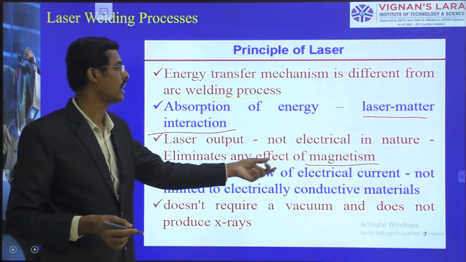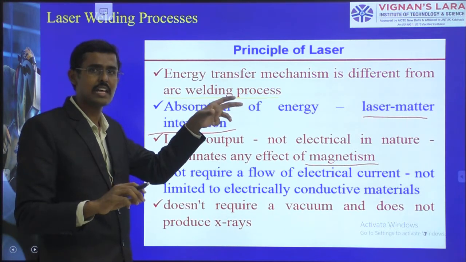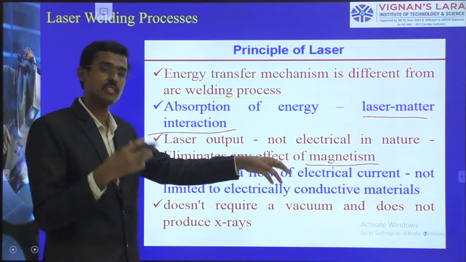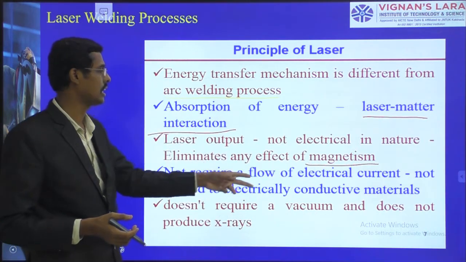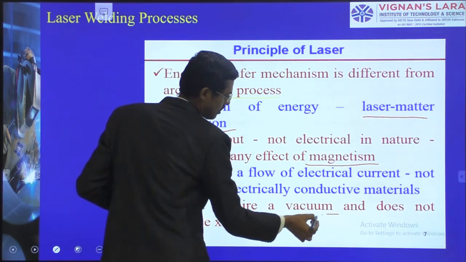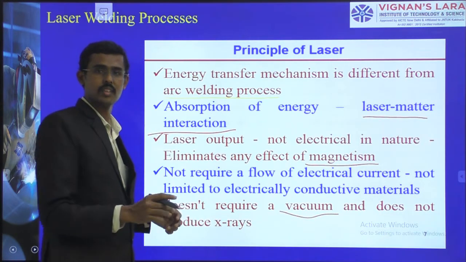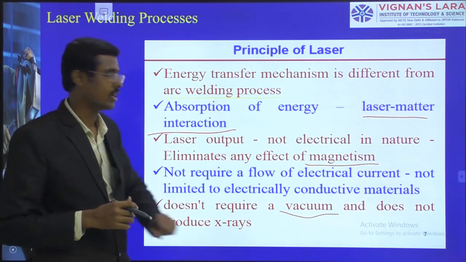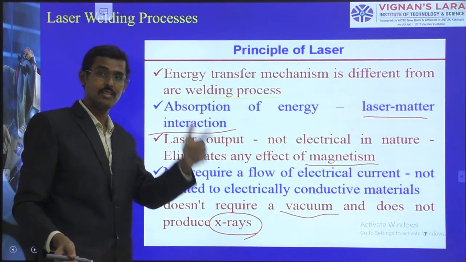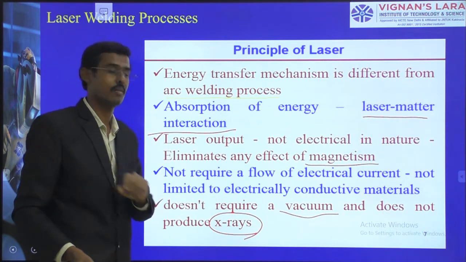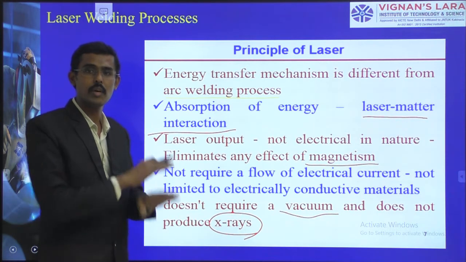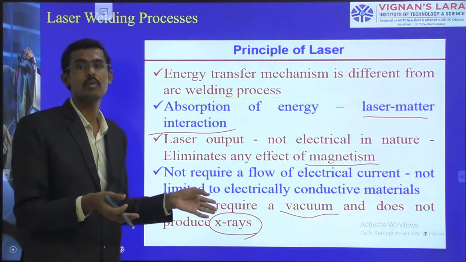No flow of electrical current is required. Just a flash lamp is released with the energy. It is not limited to electrically conductive material. It does not require a vacuum. We have a vacuum in electron beam welding, but here it is not required. It does not produce X-rays, but in electron beam welding, due to the emission of electrons, X-rays are also generated. Here there are no X-rays and no vacuum. It can operate at room temperature, at any location, in any free environment.